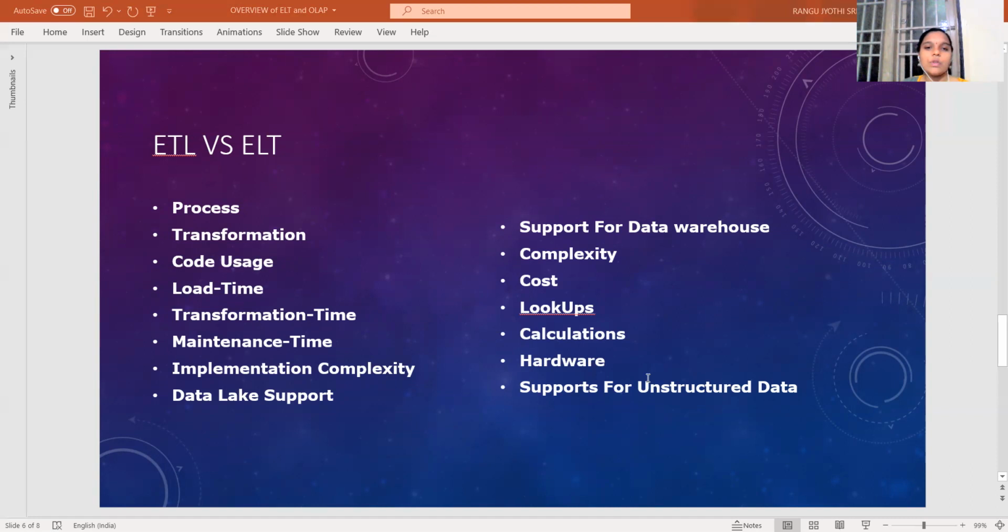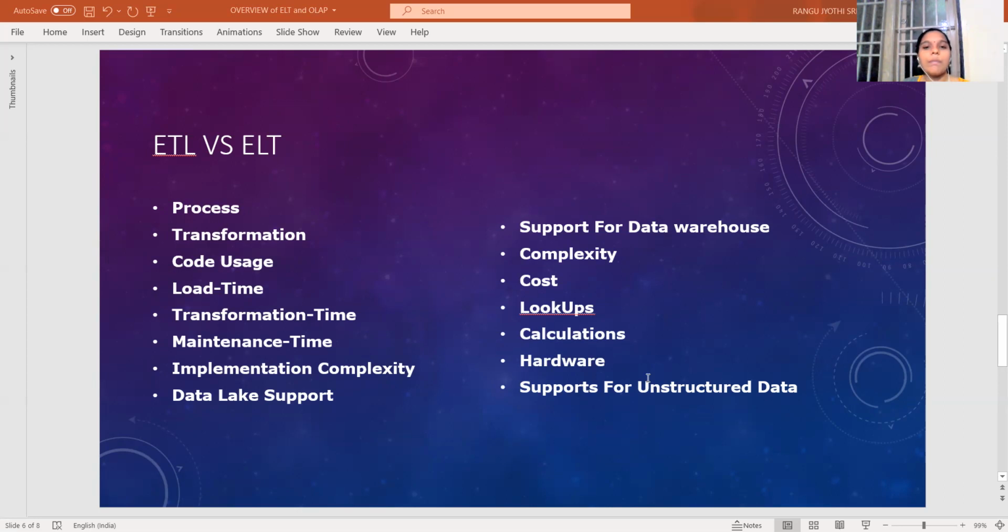Next is transformation time. Comparing the transformation time, the ETL process needs time for transformation completion. As the data size grows, transformation time increases. Whereas in ELT, the process speed never depends upon the size of the data.